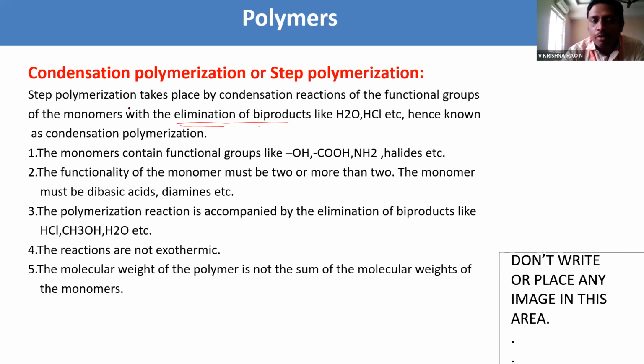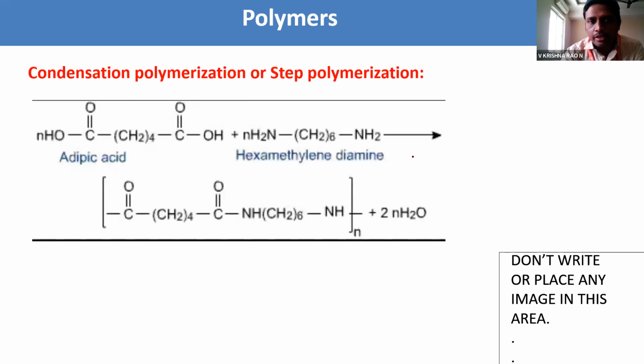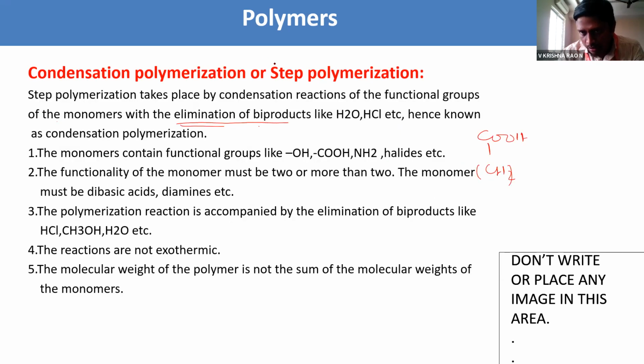We have already taken the example of nylon 66. For nylon 66, we are taking adipic acid. The formula of adipic acid is COOH, (CH2) taken 4 times, COOH. Adipic acid reacts with hexamethylene diamine, NH2, methylene groups (CH2) 6 times, NH2.